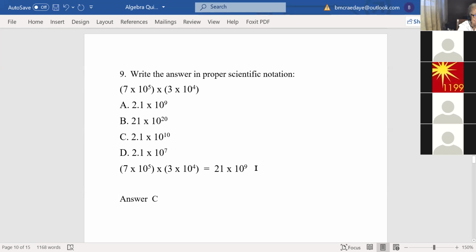If you decrease this amount, you're going to increase the exponent. Yeah, I remember you said that. If you make this 2.1, that exponent is going to go up by 1. That's why it's C. You always have to remember 21 times your 10 to the 9th, not 2.1 times 10 to the 9th.